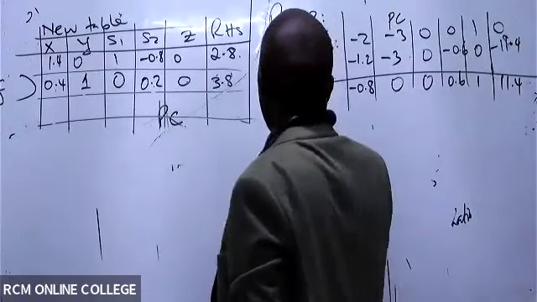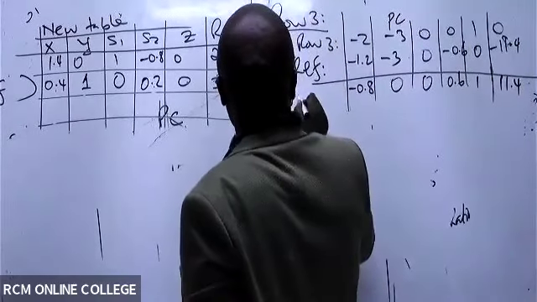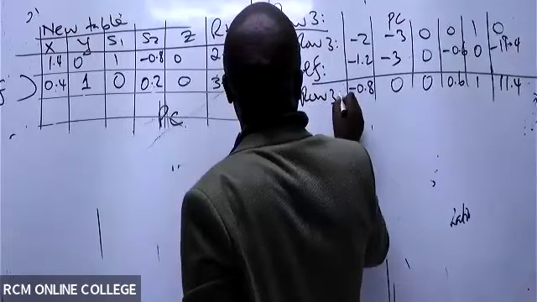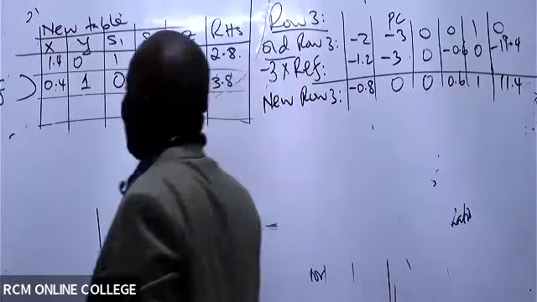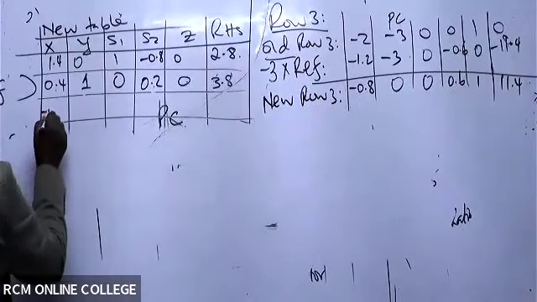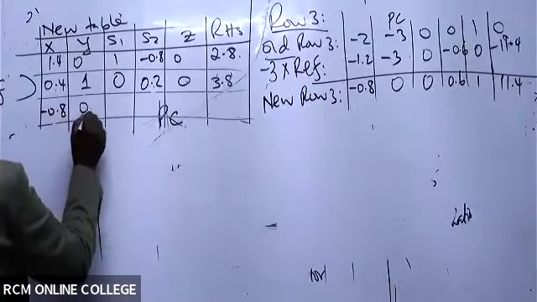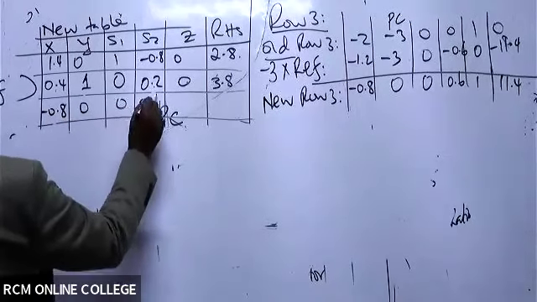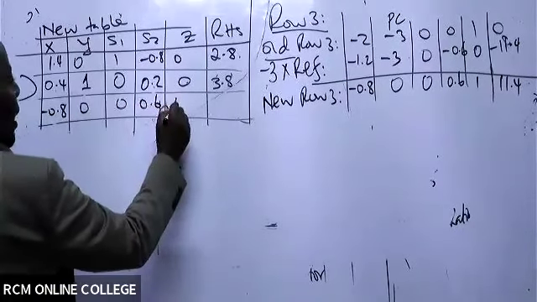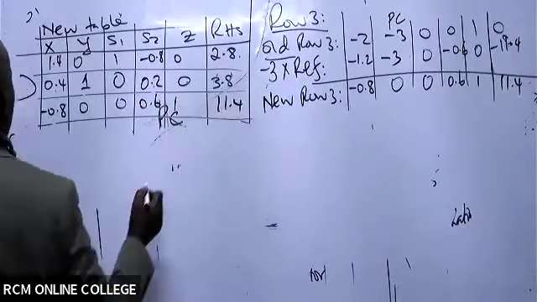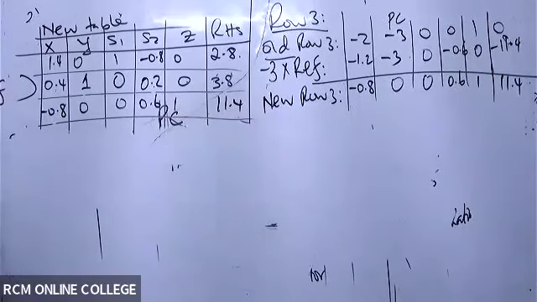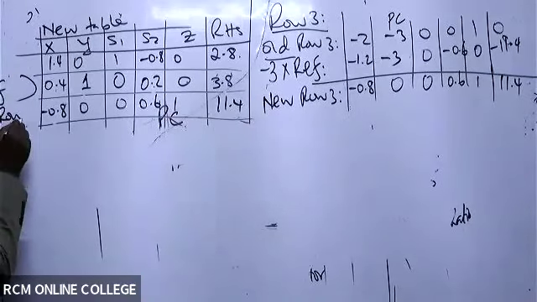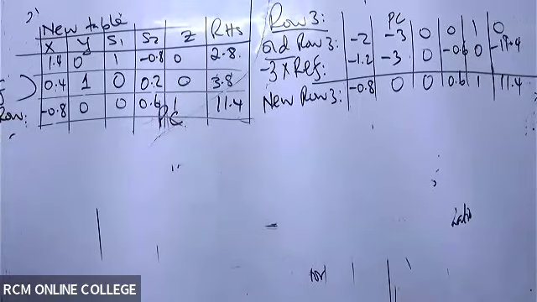So now this is our new row 3. You come to row 3 here and write minus 0.8, 0, 0, 0.6, 1, 11.4, like that. So don't forget that the last row is our Z row, and we normally use this Z row to inspect and say whether this table is optimal.